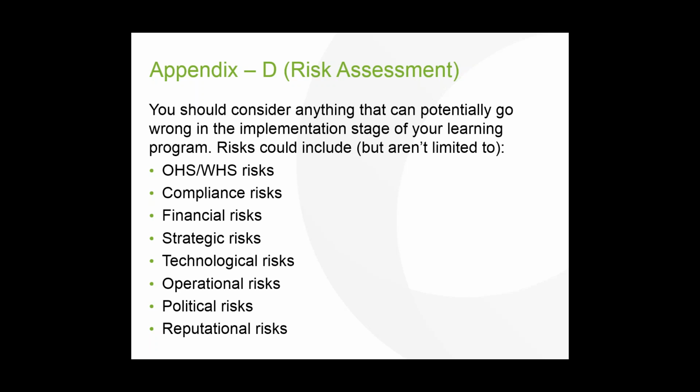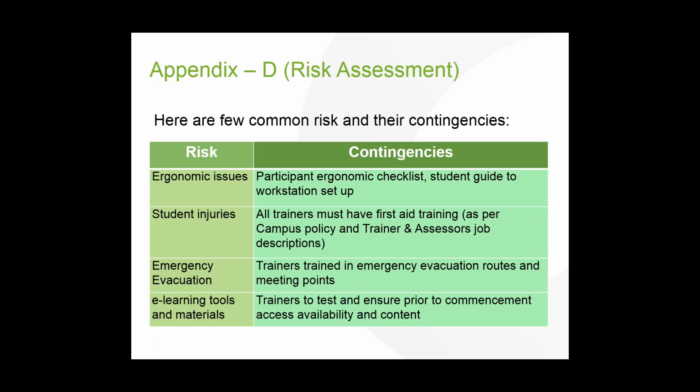Appendix D is also asking you to write a risk assessment. You should consider anything that can potentially go wrong in the implementation stage of your learning program. And the risk could include WHS risk, compliance risk, financial risk, strategic risks, operational risk, political risks, and reputational risks. Here are examples of those risks.